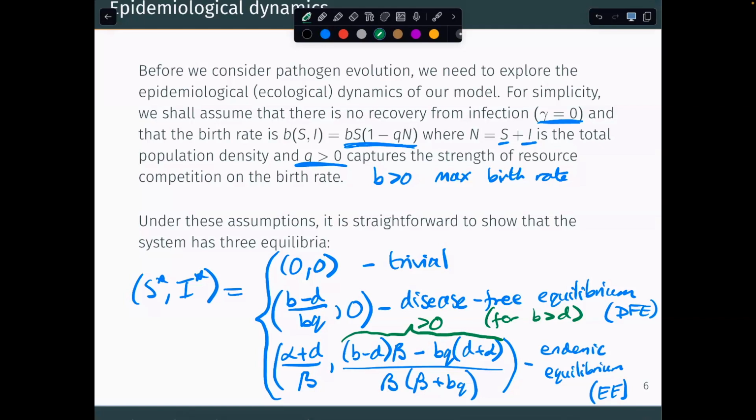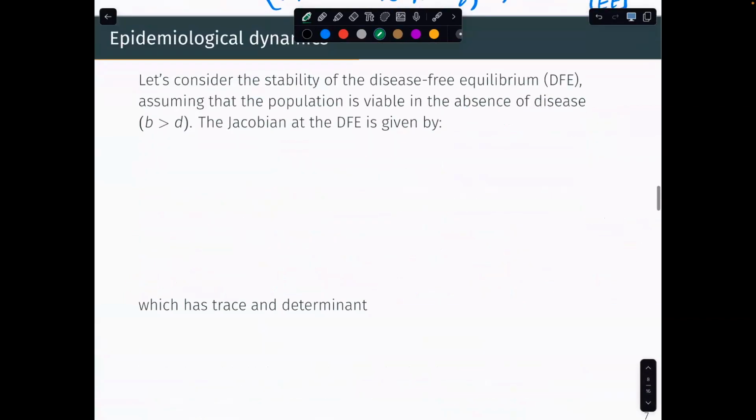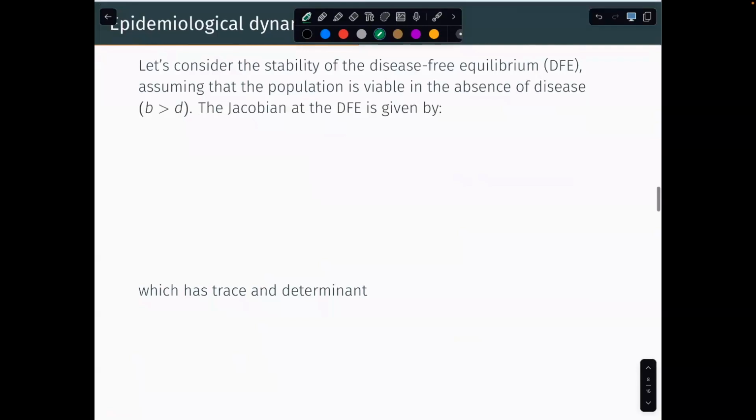Again, for this to be biologically plausible, this numerator here has to be positive. It's always worth remembering that whenever we get any of our equilibria, we should think about when they are biologically realistic. In other words, when are they, in most cases, non-zero or non-negative. Okay, we can do our usual linear stability analysis. We do this on all of our equilibria to find out all the conditions when they're stable and what kinds of stability they have.